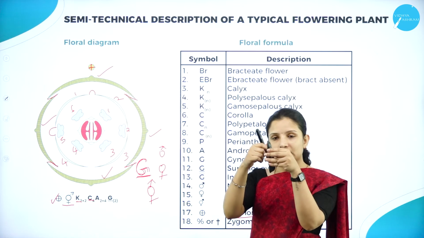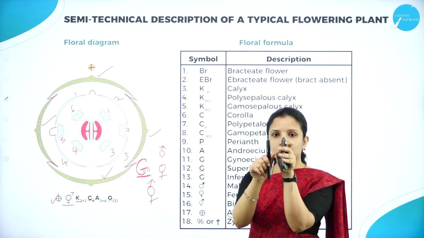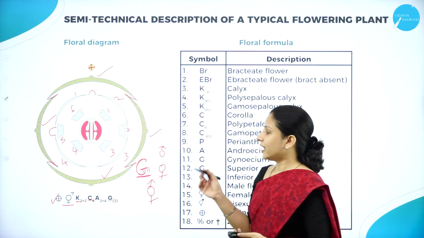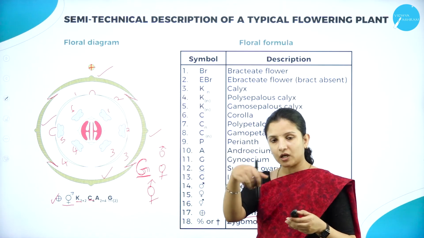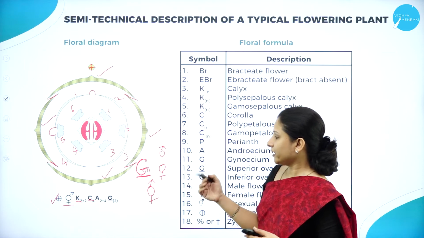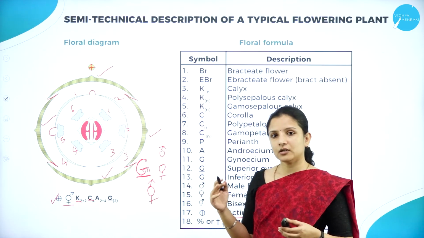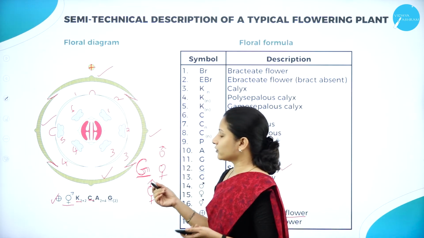How many are inside or how many are towards the external side? So, that you'll have to count. If there is no internal and external side, if they're present in one single whorl itself, then fine, you can just write it as the number. That is enough. Next, moving on to the gynoecium.